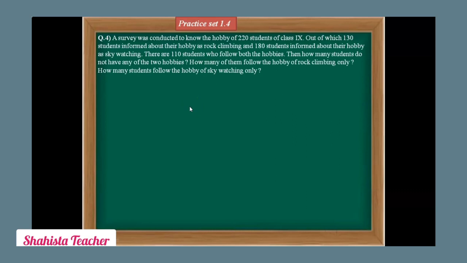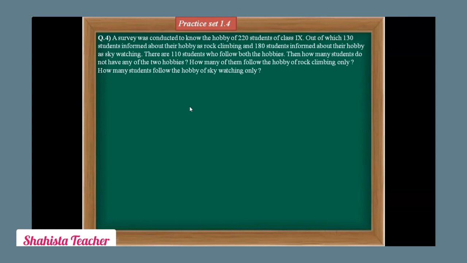Now first we will write here the assumption. So here there are two hobbies, that is rock climbing and sky watching. After the survey of this class 9, the teacher comes to know what is the hobby of the students of class 9. So there are students who have the hobby of rock climbing, and there are students who have the hobby of sky watching. So for representing sets, we will use alphabets. Set A represents rock climbing students and set B represents sky watching students.